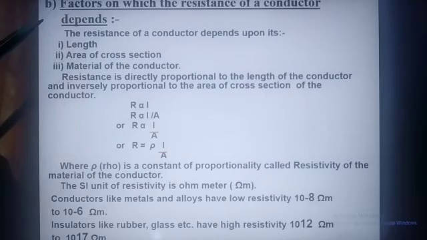The resistance of a conductor depends upon the length, the area of cross section, and the material of the conductor. If the length is long, there will be more resistance. If the area of cross section is more, there will be less resistance. If the area of cross section is less, then the resistance will be more. It also depends upon the material of the conductor. Therefore, resistance is directly proportional to length, inversely proportional to area, and depends on the material of the conductor.